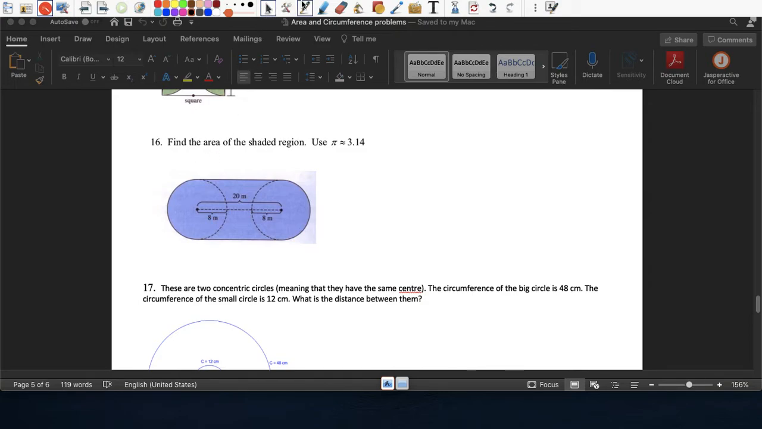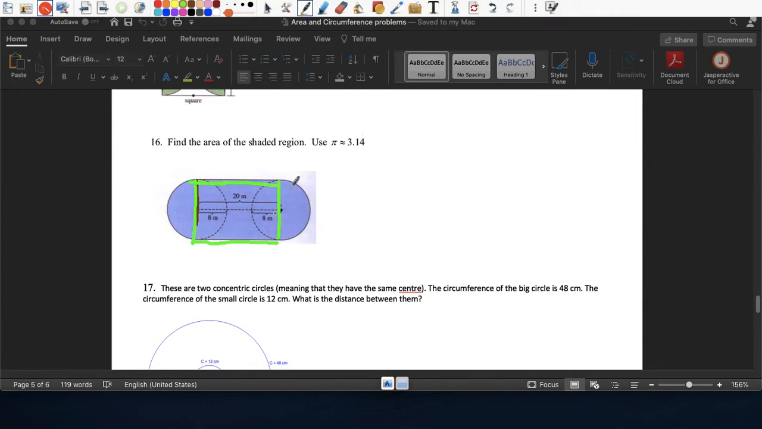Okay, so here's what we need to do. I need you to go to the picture and draw this line right here. And I need you to go to this picture and draw this line right here. So now what do we have? We have a rectangle in the middle and two half circles on the side.